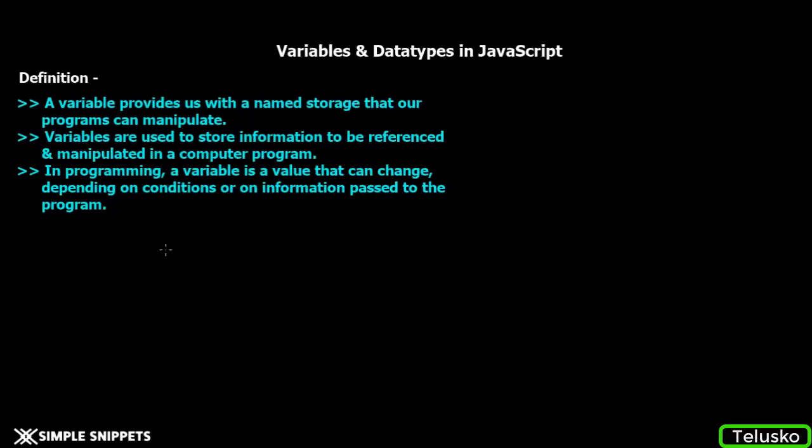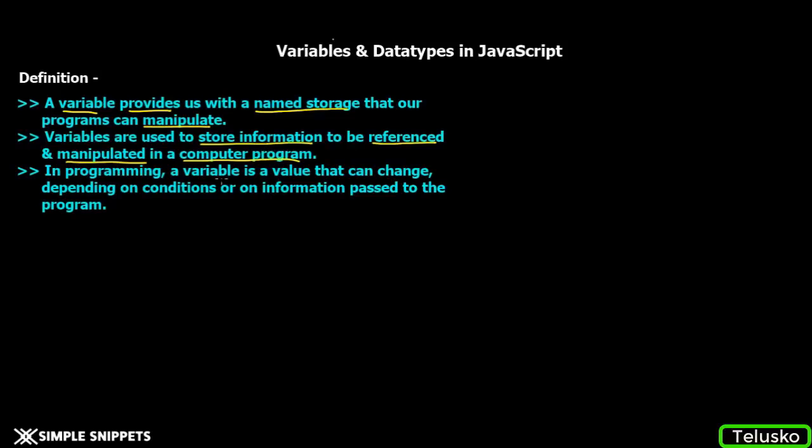So as you can see on the screen, I have a little bit of jargon filled definitions for variables. These are the bookish definitions which you can find on the internet also. Let me quickly read through them and then we'll see an explanation. A variable provides us with a named storage that our programs can manipulate. So this is definition number 1. Another definition: variables are used to store information to be referenced and manipulated in the computer program. Pretty much similar to the first one, just with a little bit more, complex words actually.